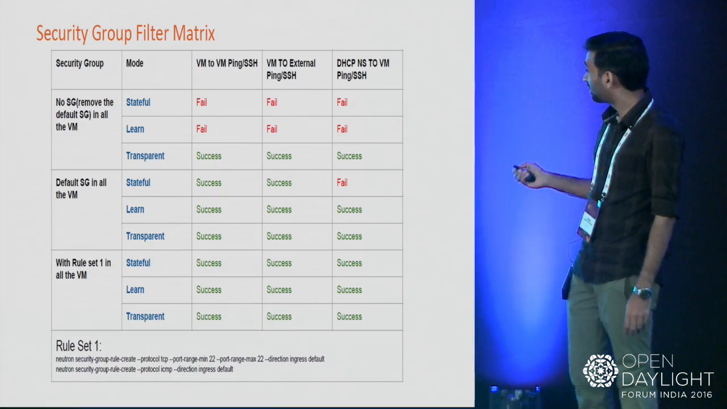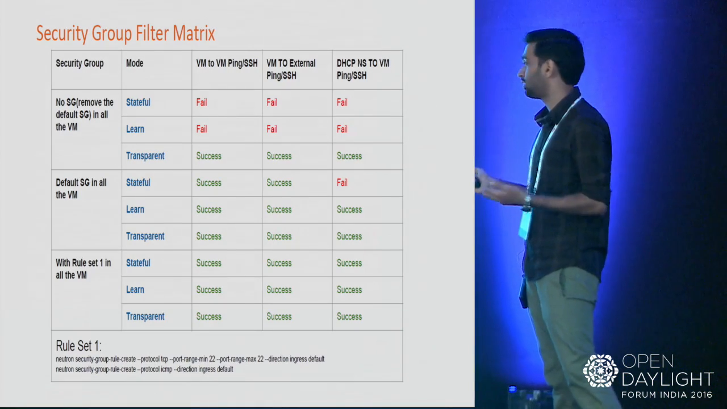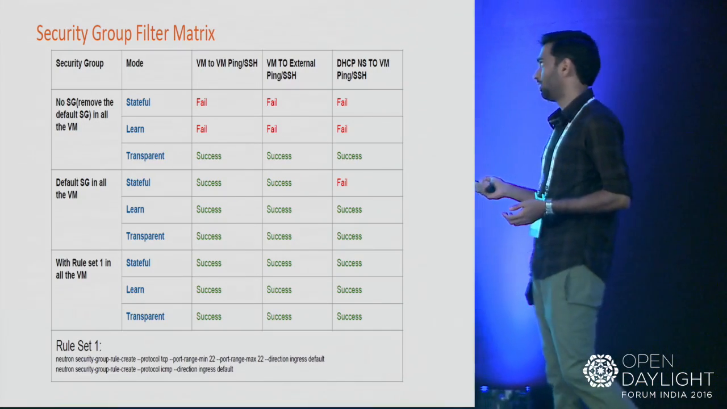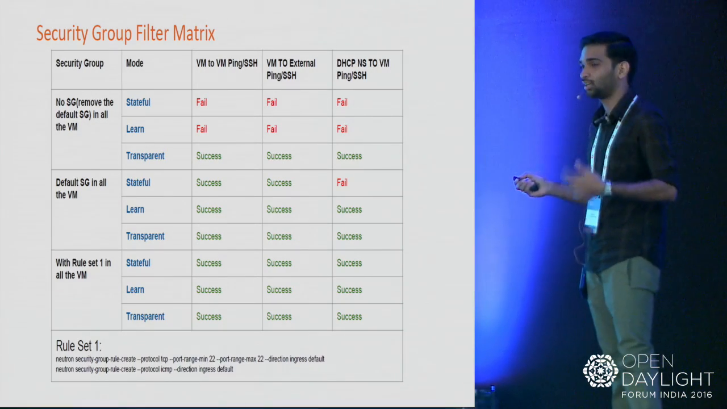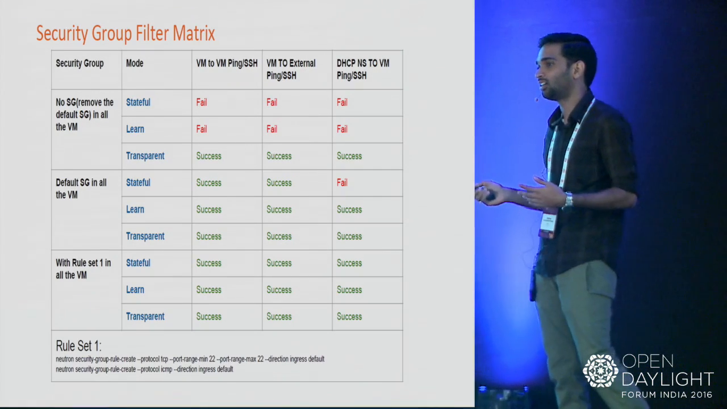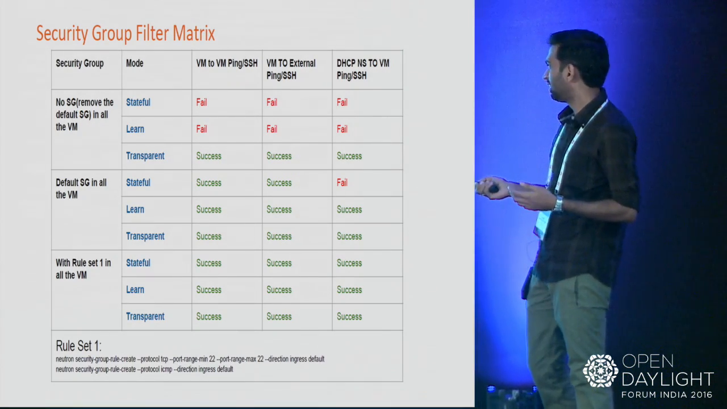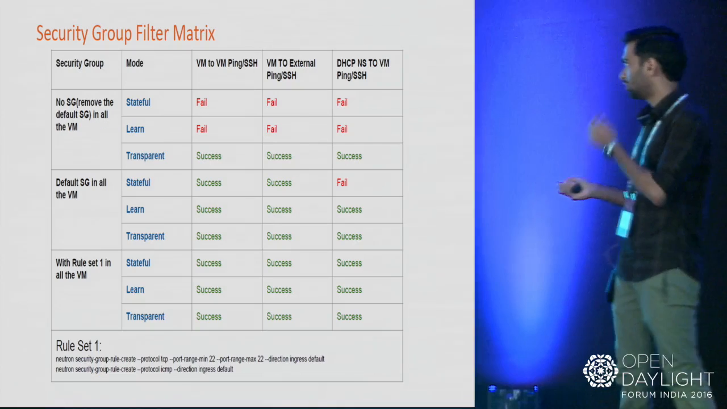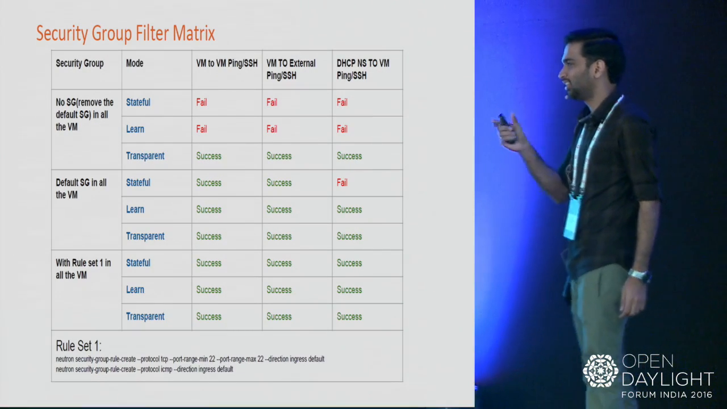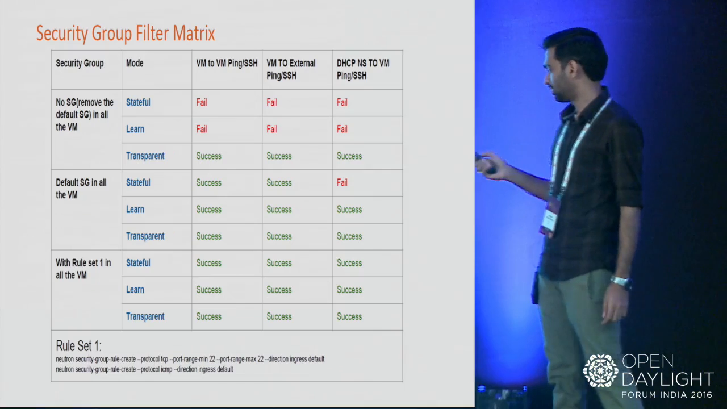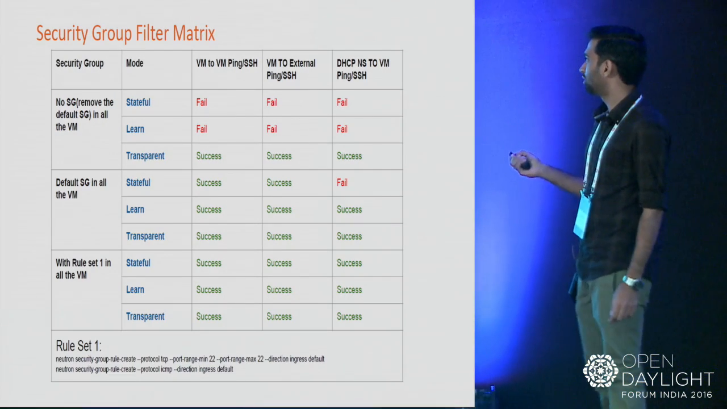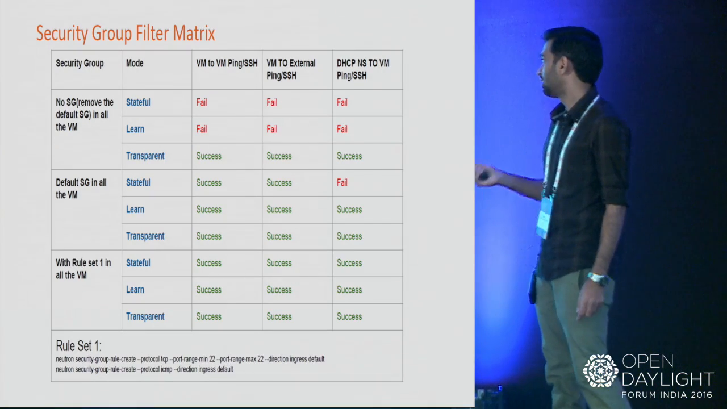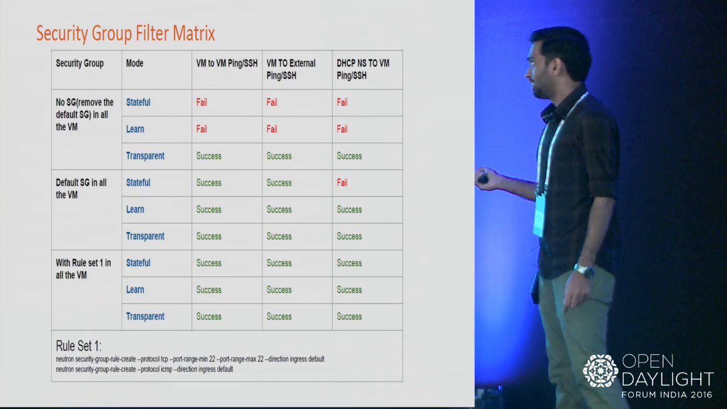But if you try to do any ping or SSH from the external side, like the DHCP namespace, towards the VM, if it is stateful mode, it will fail. You will require a specific rule which allows SSH or ingress inbound. So that will fail. In learn mode, the implementation is such that this will succeed as of now, because we are not comparing the IP where the traffic originates. But the OpenStack rule mandates it should be only from the VMs which belong to the default SG. So it fails in the stateful mode.